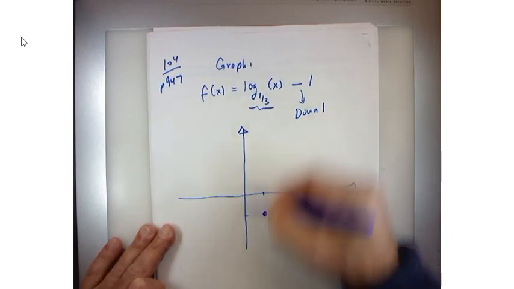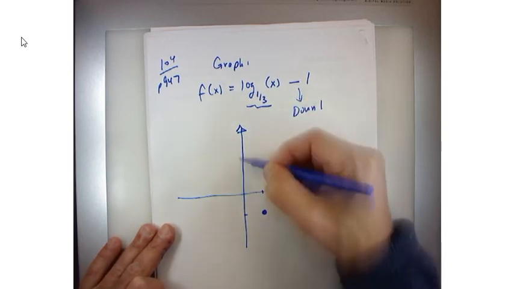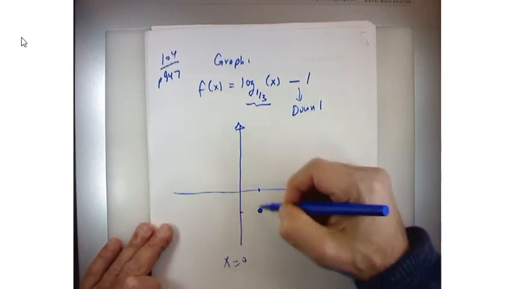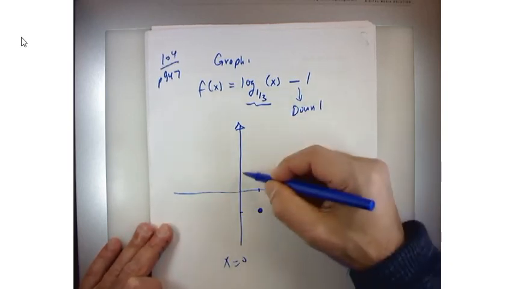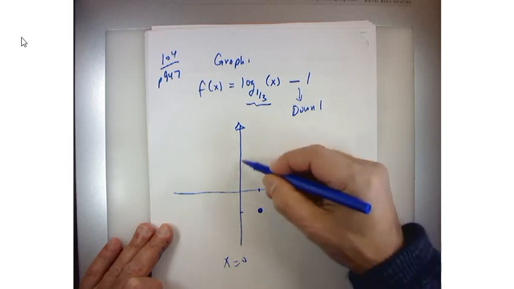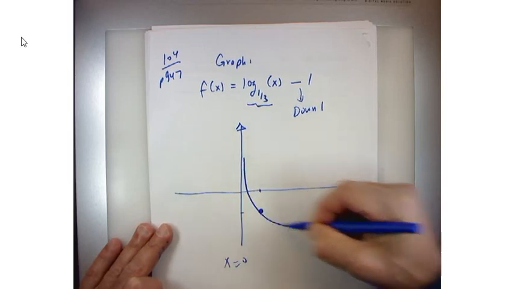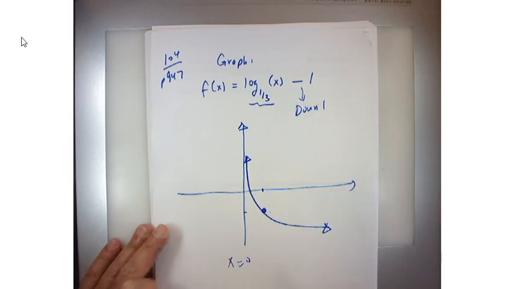And if you move the y-axis down 1, it's still going to be the y-axis. x equals 0 is the asymptote, but instead of going through (1, 0), it's going to go through (1, -1) because it's down 1. So we just do our best, copy and paste.